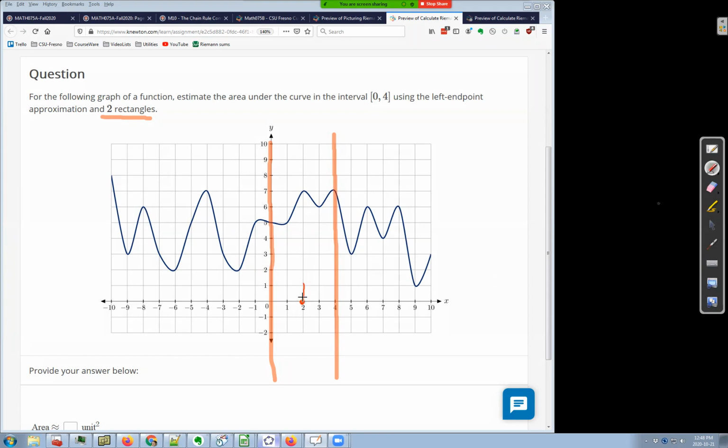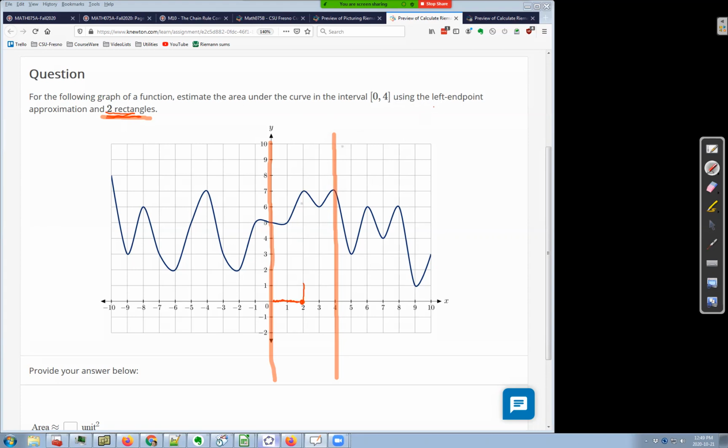So I should have one rectangle that goes from 0 to 2 and another rectangle that goes from 2 to 4. And again, the reason for that is because I only want to use two rectangles, so I want to divide this interval up into two equal pieces. Okay, so I know the base of my first rectangle. The base of my first rectangle is right there. And now I need the height.